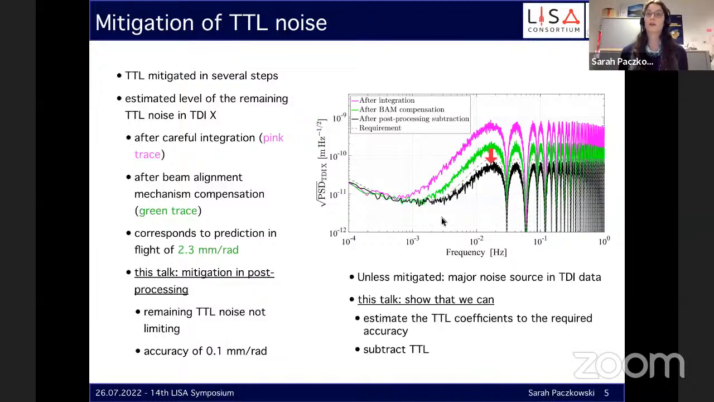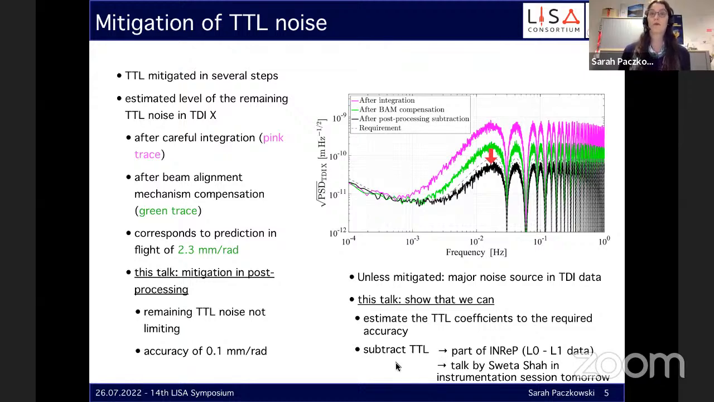And what you can clearly see here is that unless mitigated, tilt-to-length is a major noise source in the TDI output data. In this talk, I want to show you that we can indeed estimate the TTL coefficients to the required accuracy and subtract the tilt-to-length noise coupling. This subtraction is planned to be part of the initial noise reduction pipeline, or INREP for short, which brings L0 to L1 data. If you want to know more about this pipeline, please have a look at the talk by Shweta Shah in the instrumentation parallel session tomorrow.